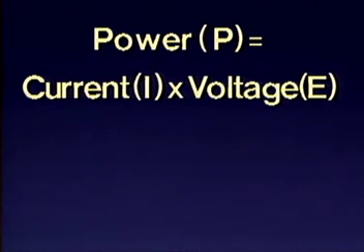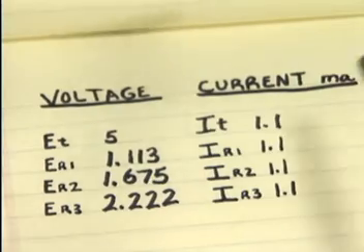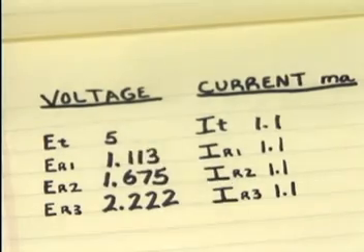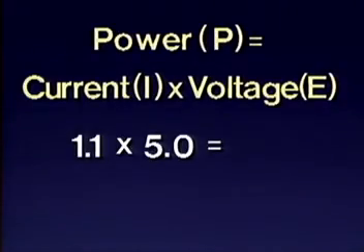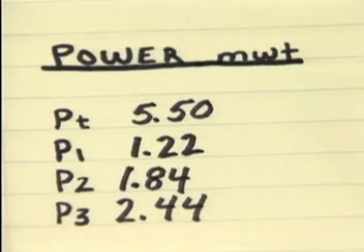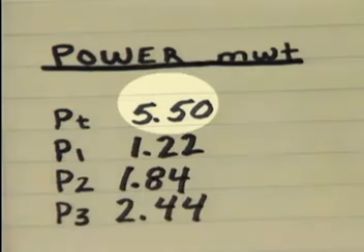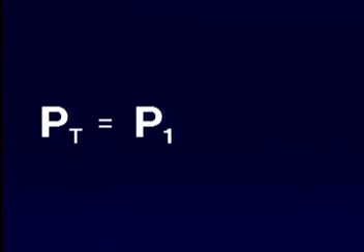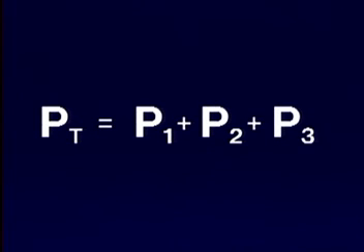Using the formula for power again, calculate the total power, or PT, dissipated by this circuit. The total current, or IT, which is 1.1 milliamps, times the total voltage, or ET, which is 5 volts, equals 5.5 milliwatts for total power. Notice that this is the sum of the individual power dissipations. Therefore, the total power, PT, is equal to the sum of the individual power dissipations throughout the circuit. That is, PT equals P1 plus P2 plus P3.